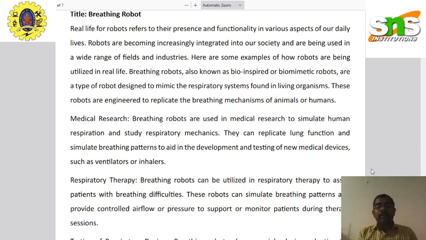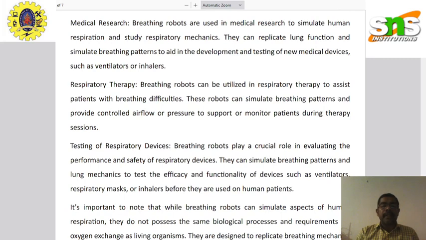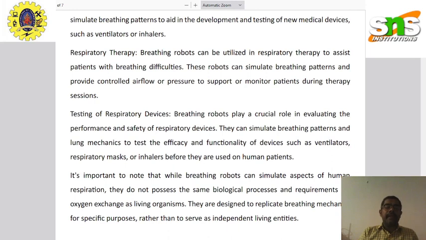Just as the dialysis machine is an alternative to kidneys, we can go with an alternative breathing device like the breathing robot. And the breathing robot can also give respiratory therapy. Breathing robots can be utilized in respiratory therapy to assist patients with breathing difficulties. They can simulate breathing patterns and provide controlled airflow or pressure to support or monitor patients during therapy sessions.